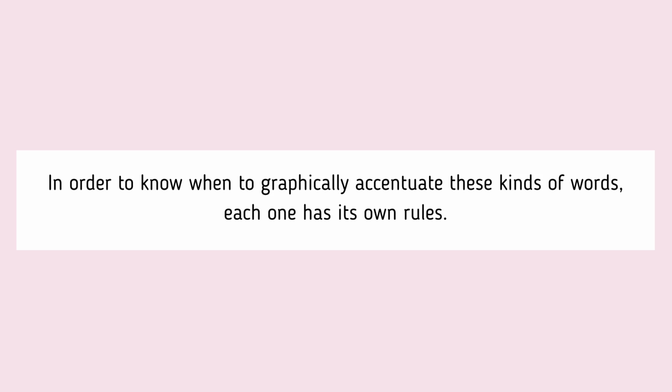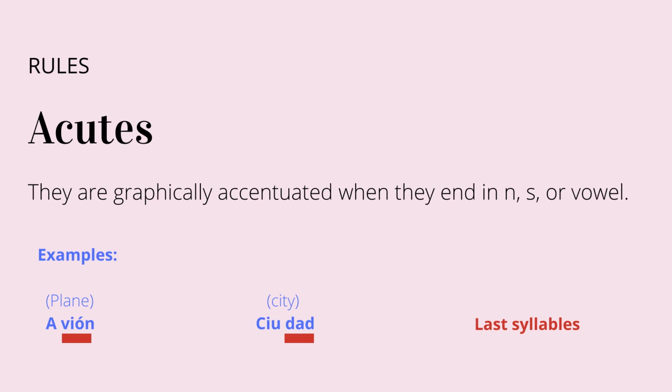In order to know when to graphically accentuate these kind of words, each one has its own rules. Let's check them. Acutes. They are graphically accentuated only when they end in N, S, or a vowel. For example, avión and ciudad. Ciudad has not a tilde because it does not end with an N, S, or a vowel. It ends with a D.